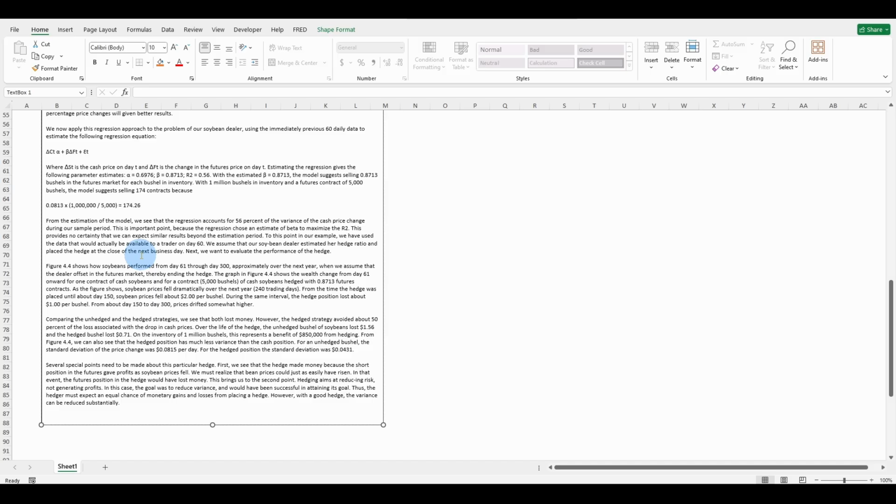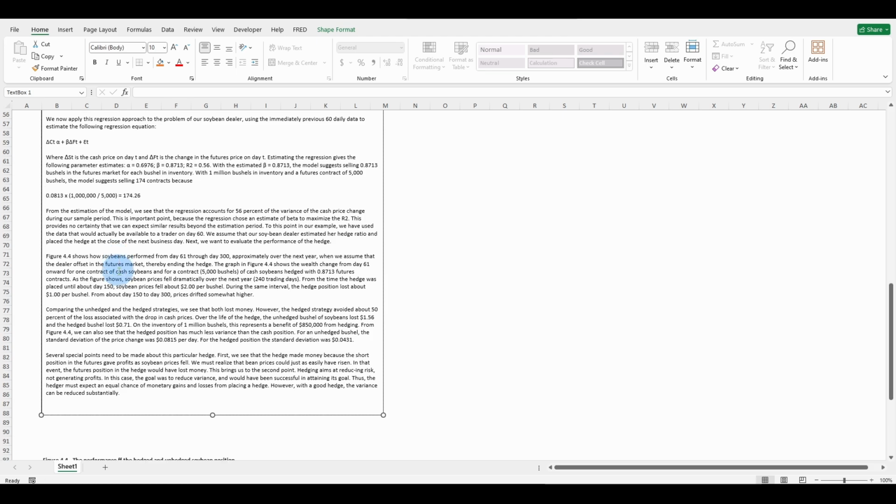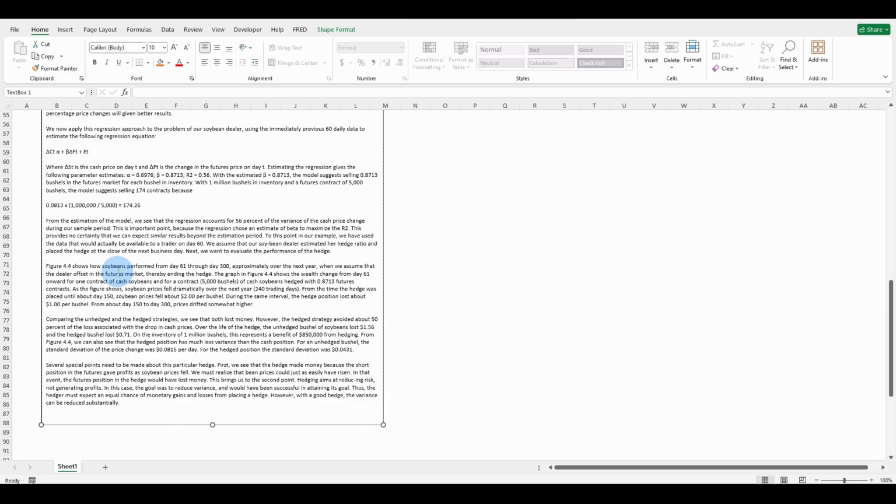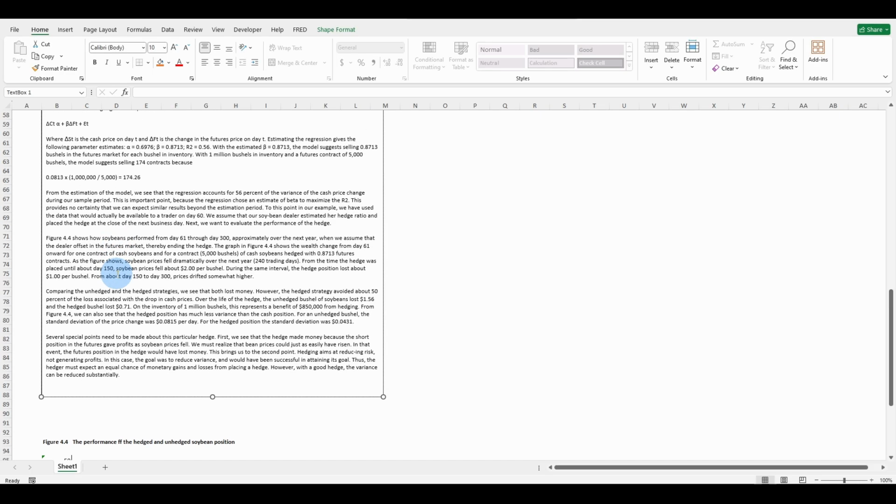To this point, in our example, we have used the data that would actually be available to a trader on day 60. We assume that our soybean dealer estimated her hedge ratio and placed the hedge at the close of the next business day. Next, we will want to evaluate the performance of the hedge. Figure 4.4 shows how soybeans perform from day 61 through day 300, approximately over the next year, when we assume that the dealer offset in the futures market, thereby ending the hedge.